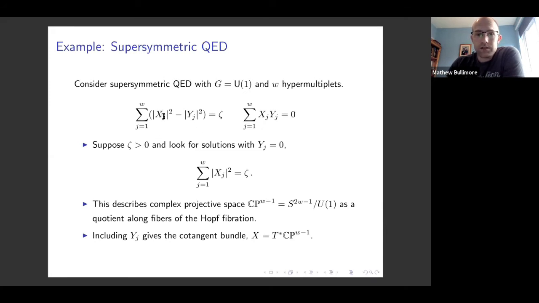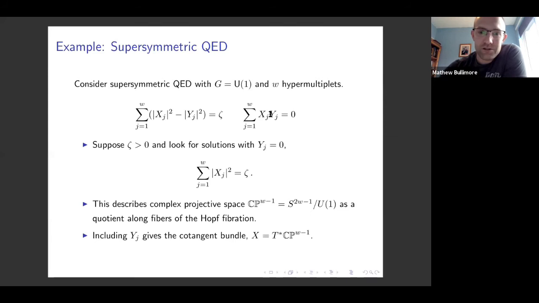In this case, there were just W fields X of charge 1, W fields Y of charge -1. And the equations look like this. So let me try to describe what this space looks like. So let's first imagine that I set the Fi parameter to be positive. Then a first thing I can do to get some understanding of this space is that I can just look for solutions where Y is 0.